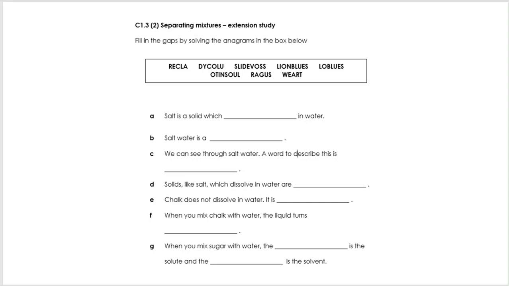So, salt is a solid which dissolves in water. Salt water is a solution. We can see through salt water. A word to describe this is clear. Solids like salt, which dissolve in water, are soluble. All really important keywords here.